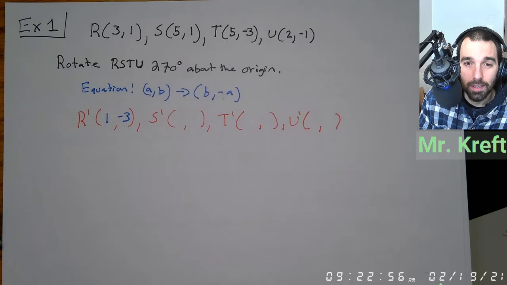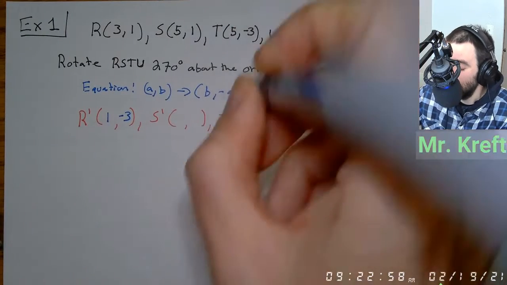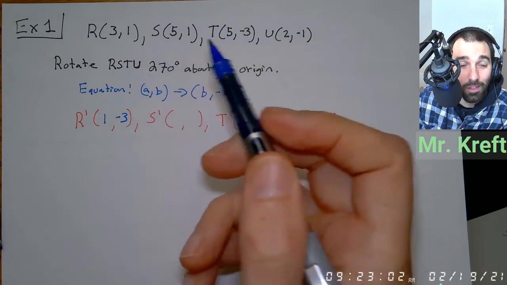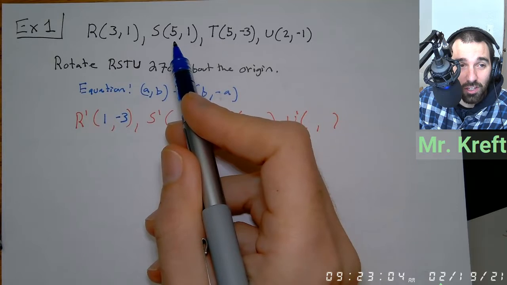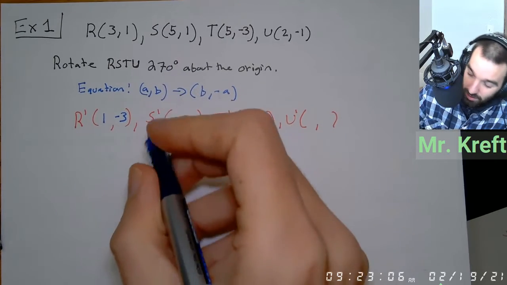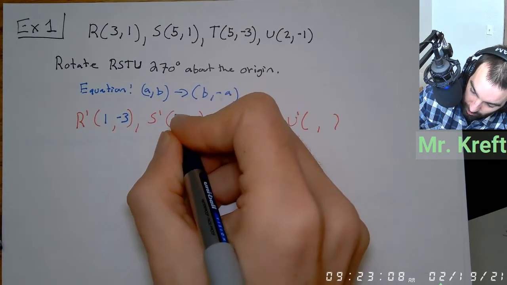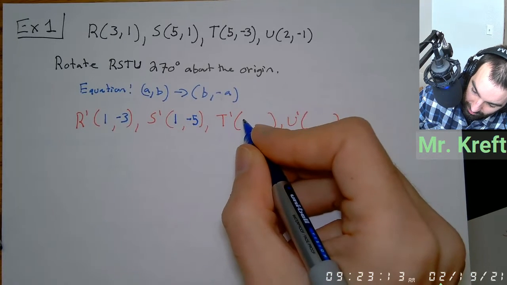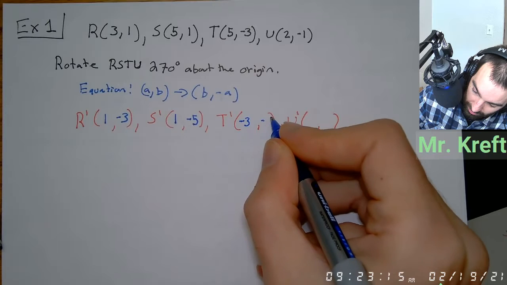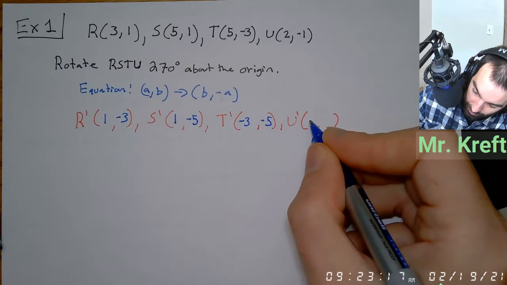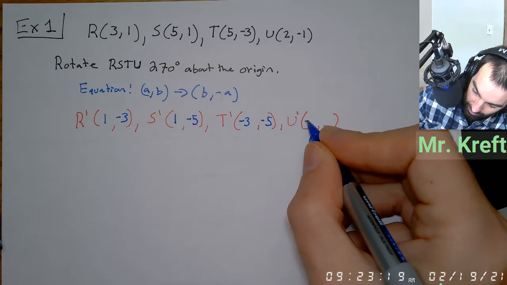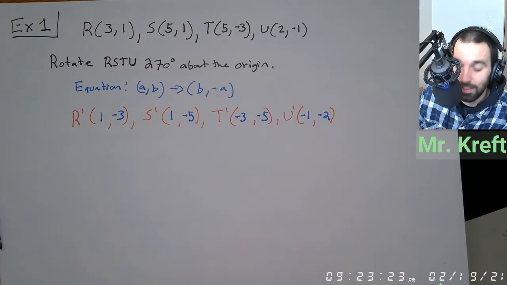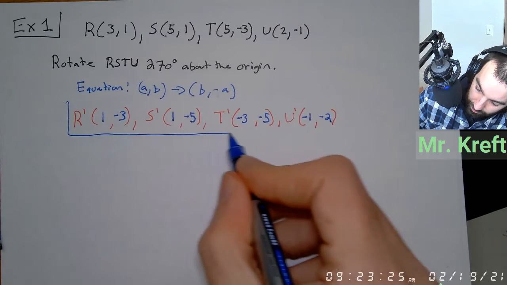Okay. So, hey guys, I'm going to go through and fill these out now. Like we were just discussing, you switch the numbers, and then for the second one, the original A changes sign, right? So, for S, I'm going to have 1 and then -5. For T, I'm going to have -3, -5. And for U, I'm going to have -1, -2. Okay, and that's my answer.